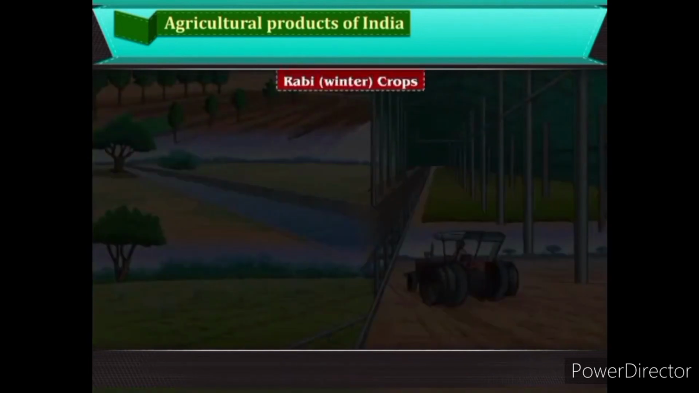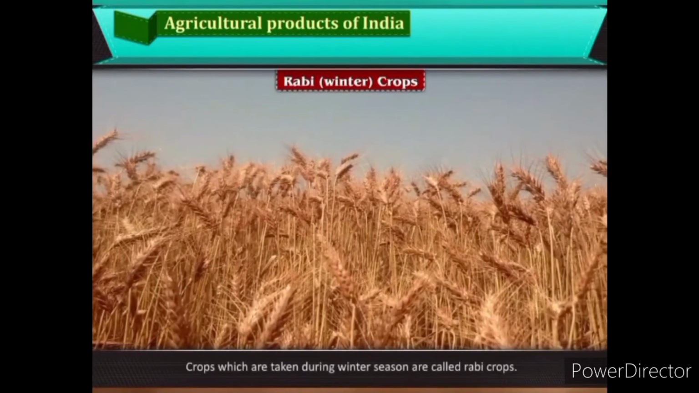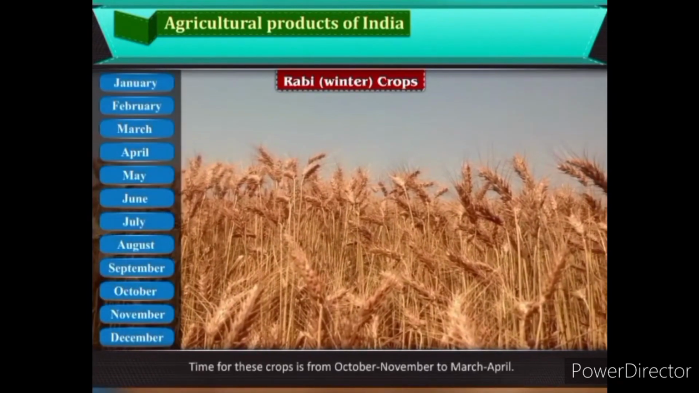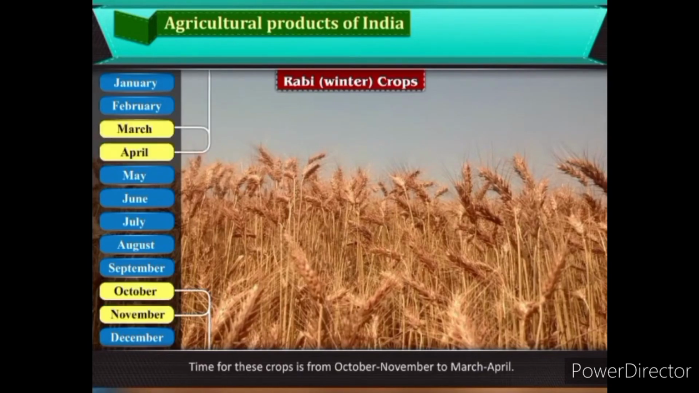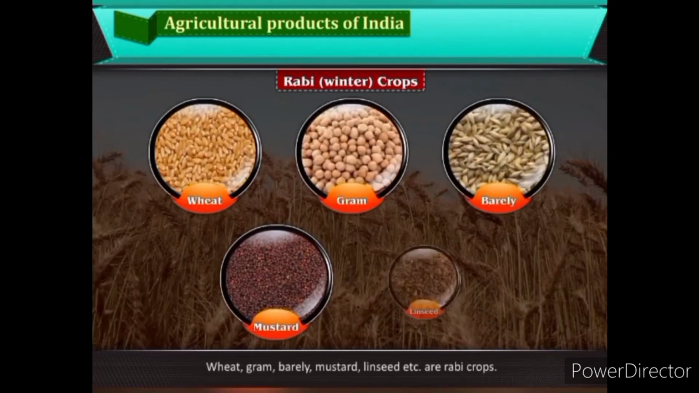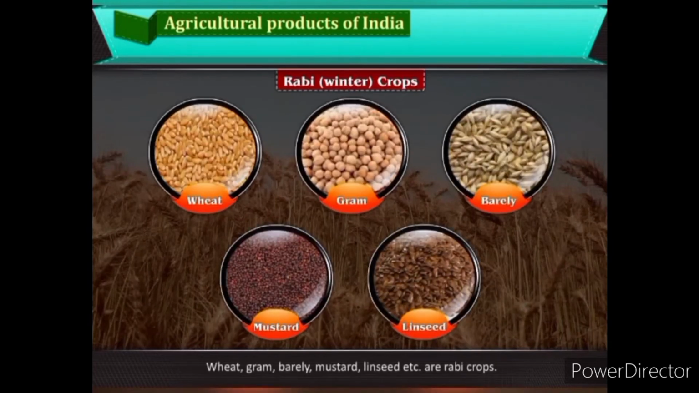Rabi, winter crops. Crops which are taken during winter season are called Rabi crops. Time for Rabi crops is from October-November to March-April. Wheat, gram, barley, mustard, linseed, etc. are Rabi crops.